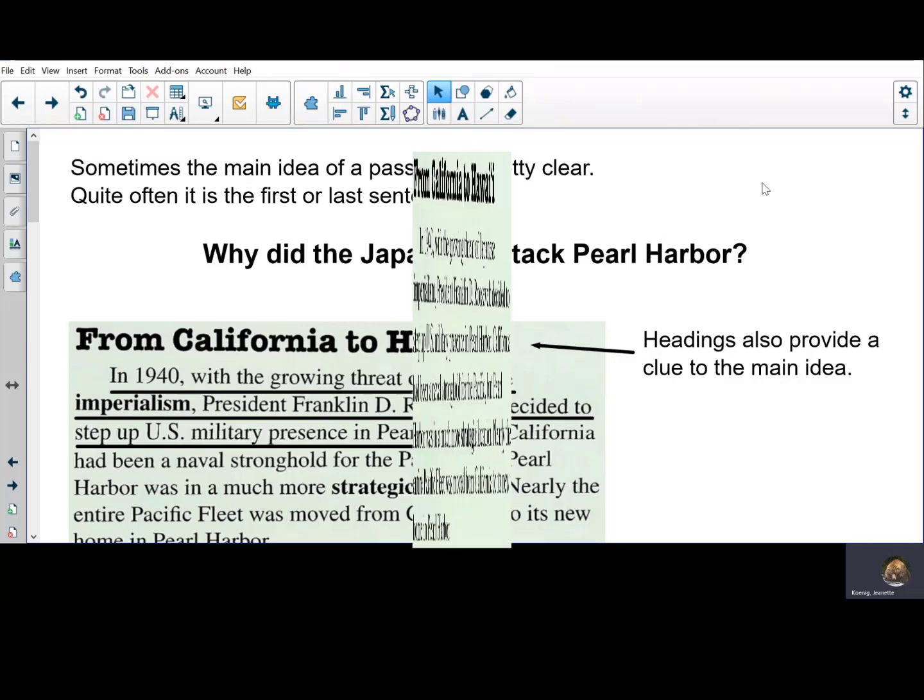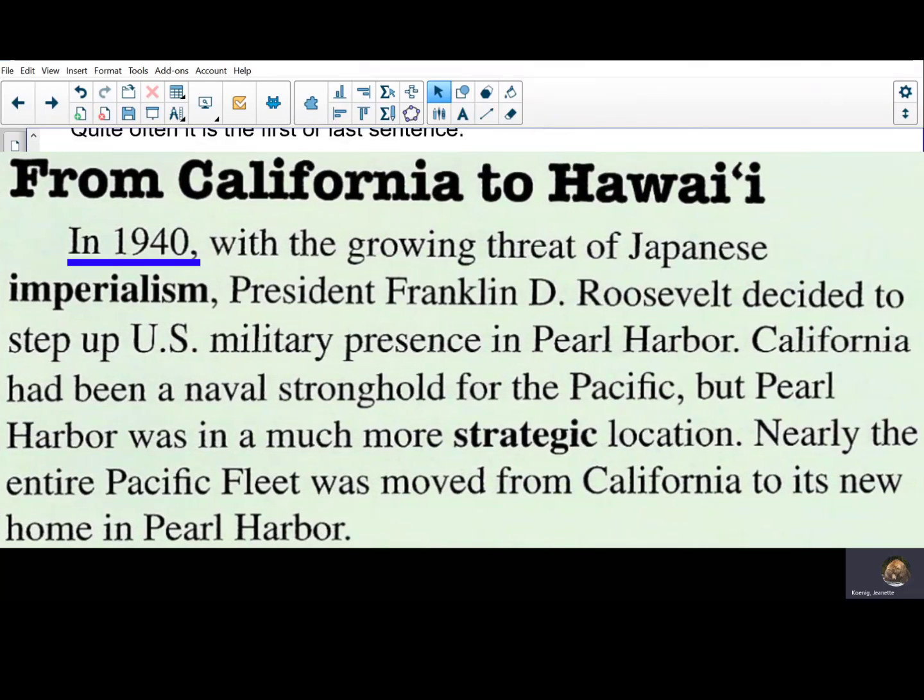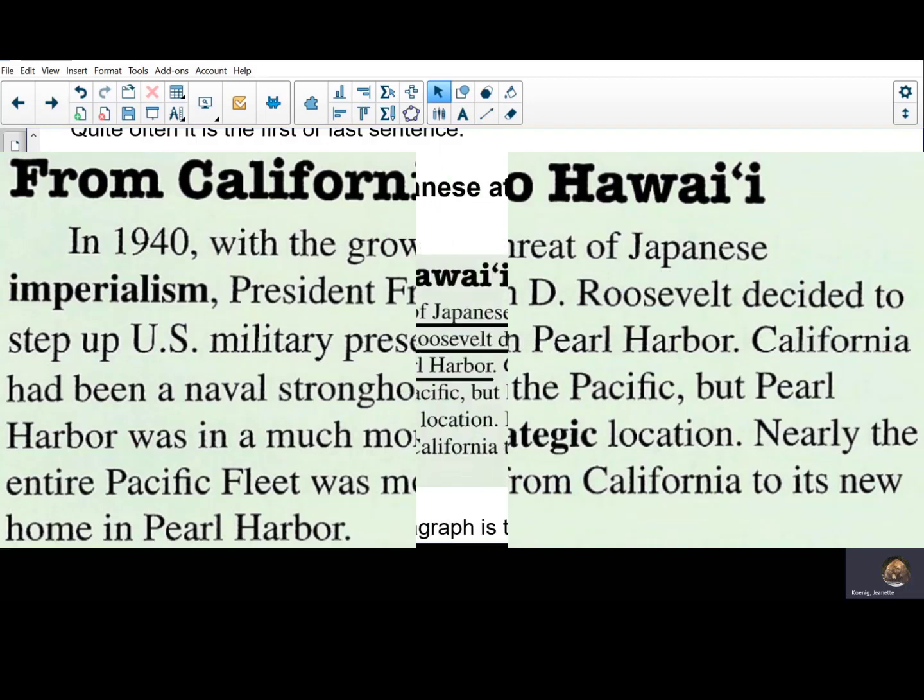I'll do it. In 1940, with the growing threat of Japanese imperialism, President Franklin D. Roosevelt decided to step up U.S. military presence in Pearl Harbor. California had been a naval stronghold for the Pacific, but Pearl Harbor was in a much more strategic location. Nearly the entire Pacific fleet was moved from California to its new home in Pearl Harbor.